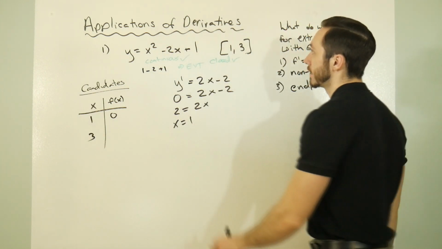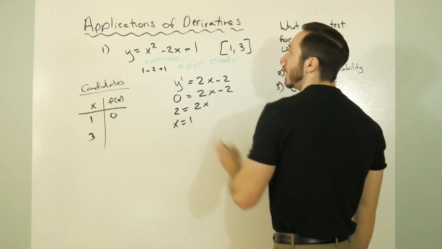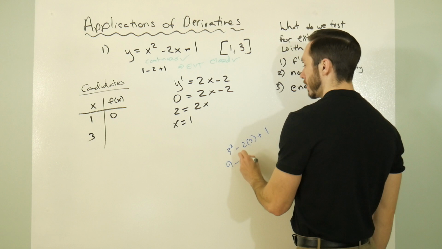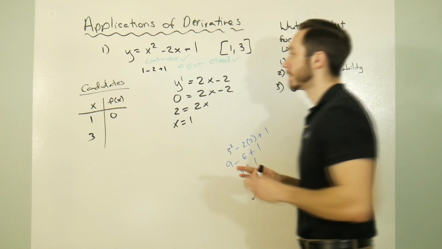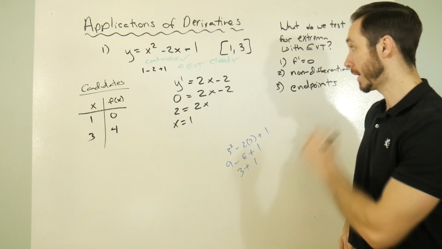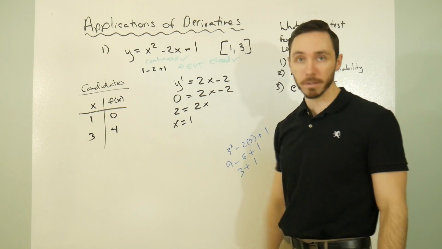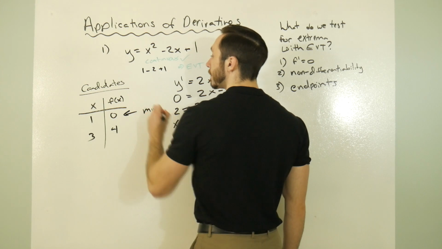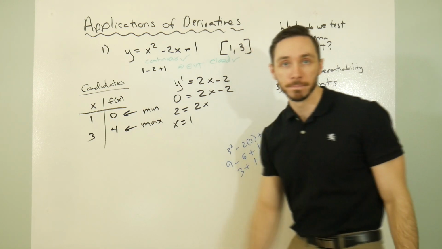Plugging in 3, that's a little annoying. I'll do that in blue over here. Plug in 3, I get 3 squared minus 2 times 3 plus 1. So 4. So these are my 2 points. And when you have just 2 points, one's going to be a min and one's going to be a max. So in this interval, and feel free to graph this on your own on Desmos and consider the interval from 1 to 3, it looks like we have a minimum at (1, 0) and a maximum at (3, 4).